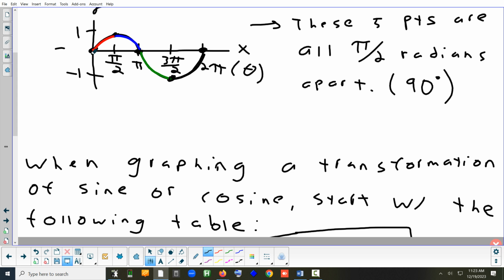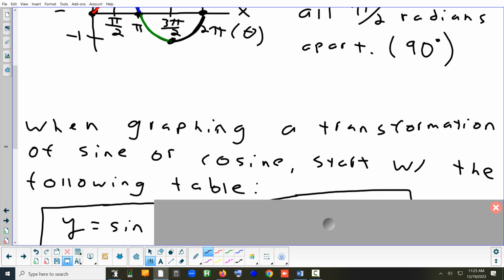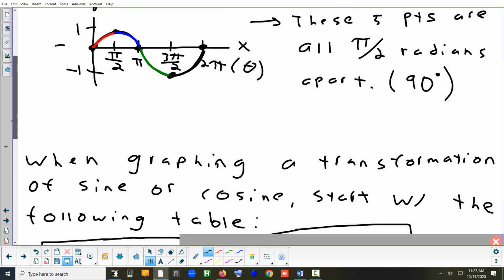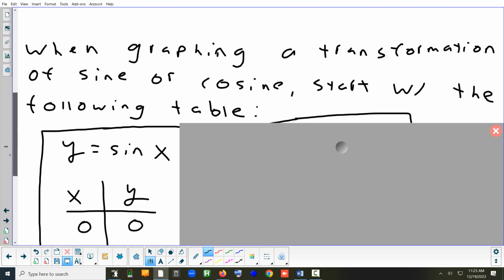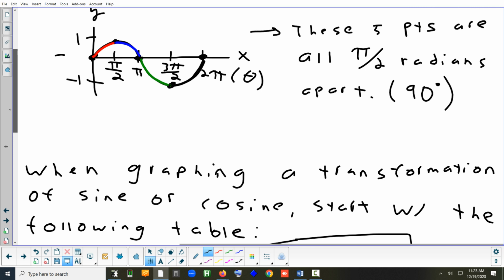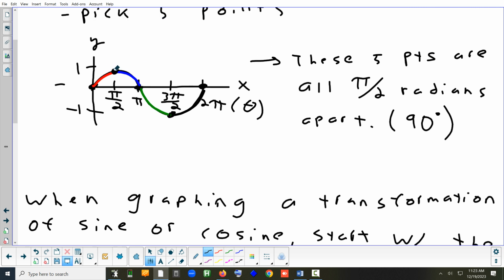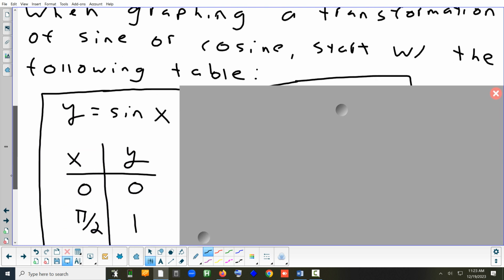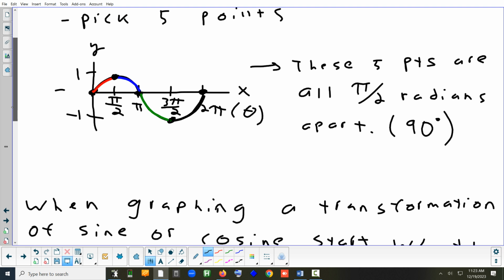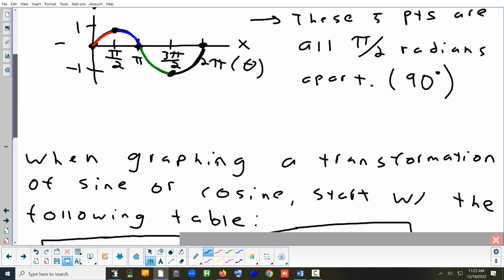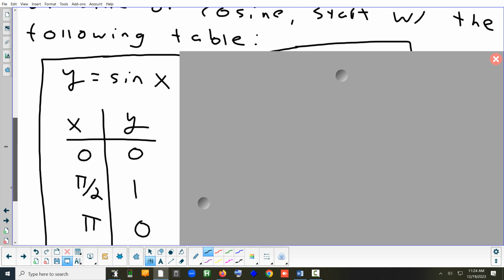The origin, or 0, 0. Yep. So the first coordinate that we're going to put in our sine table is 0, 0. That marks the start. The next point I want to put is right there. So in radians, what's the coordinate of the second point? Pi over 2, comma, 1. That's your second one. What about the third point in that graph? Pi, 0. There's your third one.